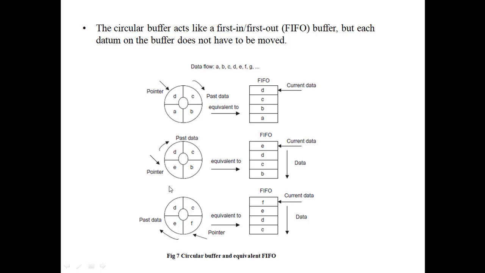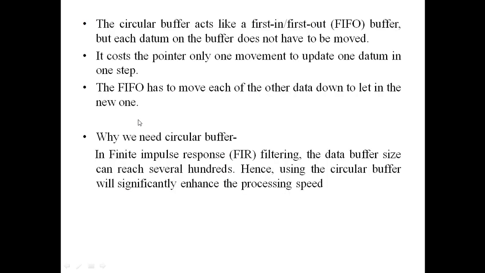The advantage of the circular buffer is that whenever a new sample comes, we don't have to move every sample down. We just have to update the pointer which is pointing to the newest data. The circular buffer acts like a first in first out buffer, but each datum does not have to be moved. It costs the pointer only one move to update one datum in one step, right? The first in first out buffer has to move each of the other data down to let in the new one. So why do we need the circular buffer?